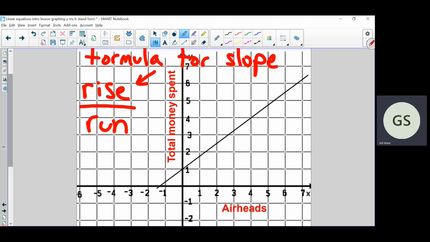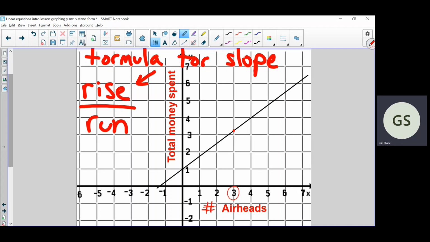So if I said, how much does it cost if he buys 3 airheads? Well, there's where 3 airheads is. This is the number of airheads down here. How many airheads he buys? It's the x value. That's the x-axis, so x is the number of airheads. Well, if he buys 3 airheads, I just got to figure out what point on this line is where 3 airheads is. Well, that's where 3 airheads is, because it's right above the 3.